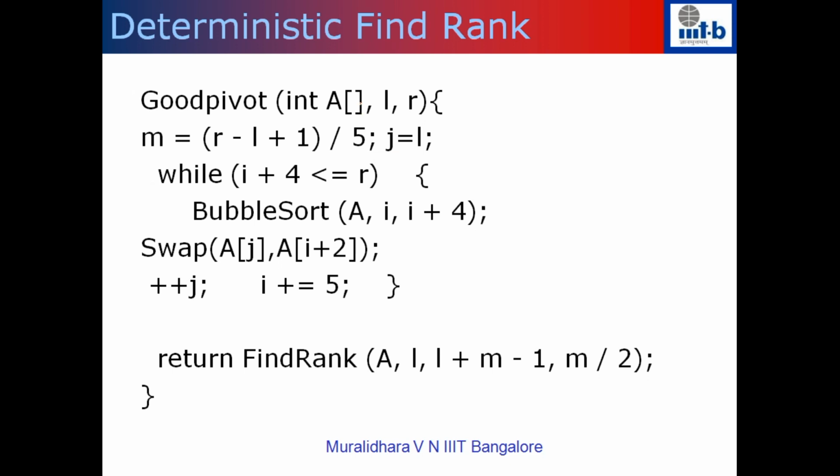So in the good pivot element, what we do is that M is the number of groups that you have. Just look at between L and R, how many numbers are there. The number of elements between L and R is R minus L plus 1. So M is the number of groups. As long as there are 5 numbers, you sort the numbers from I to I plus 4. So there are exactly 5 numbers here, sort them, and then take I plus 2, which will be the median of this group.